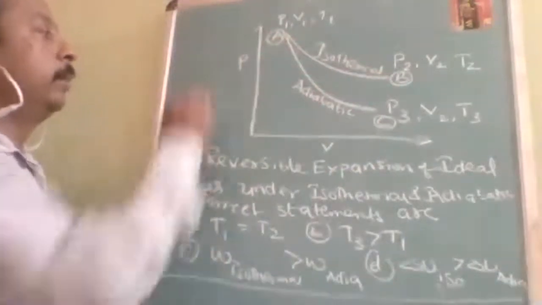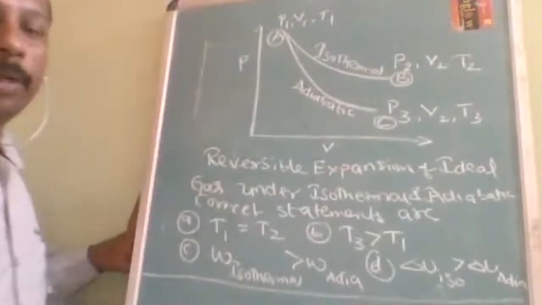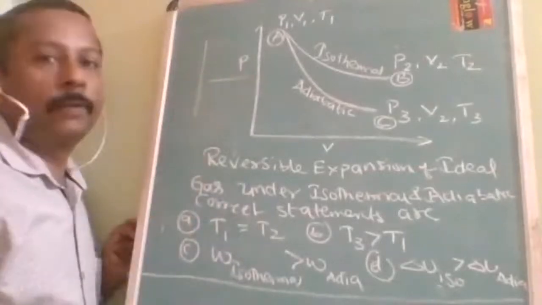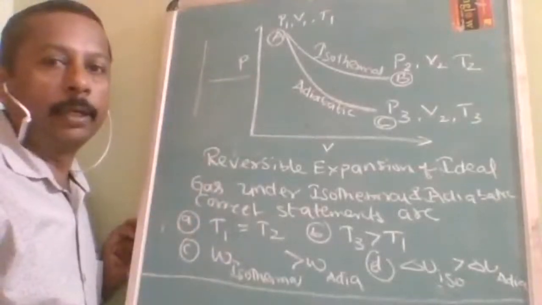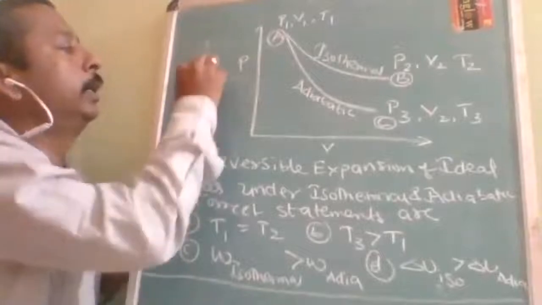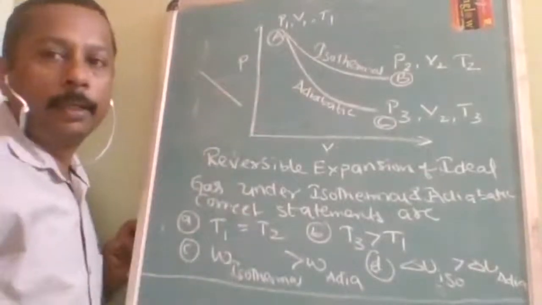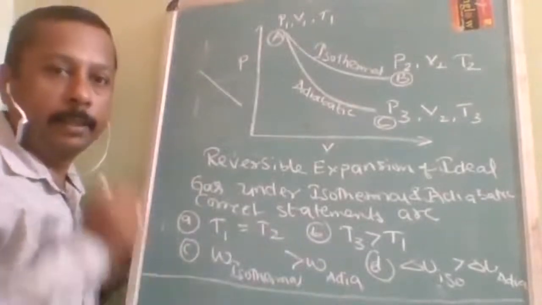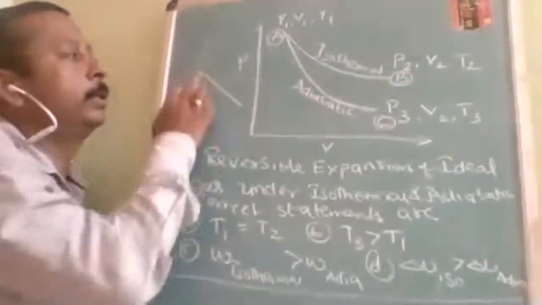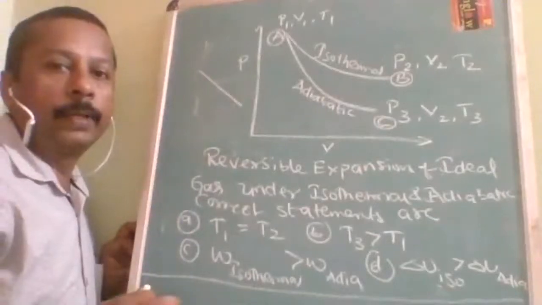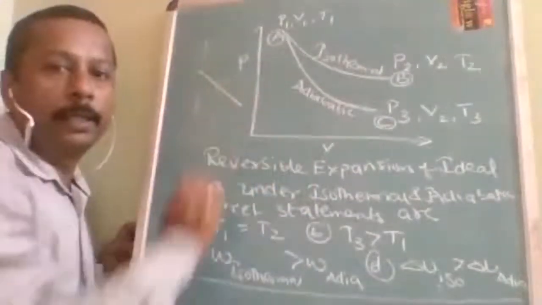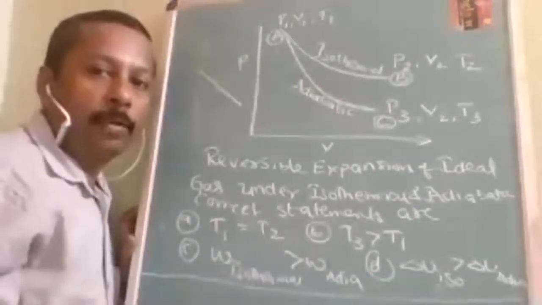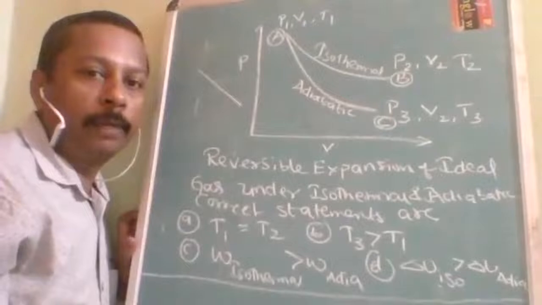The main problem is that if the curve is like this, it is easy for you to identify it as isochoric. If the curve is like this, it is easy to identify it as isobaric. But the curve is like this. Here, how many things are changing? Both things are changing: pressure is changing, volume is changing. On the graph, the x and y axes are only pressure and volume. So whether it is carried out isothermally or adiabatically, we cannot say.